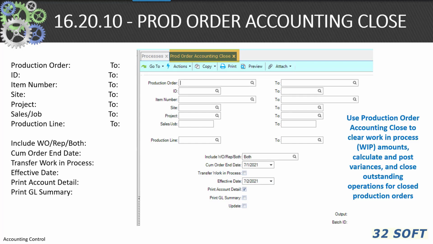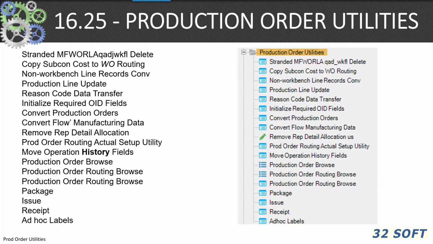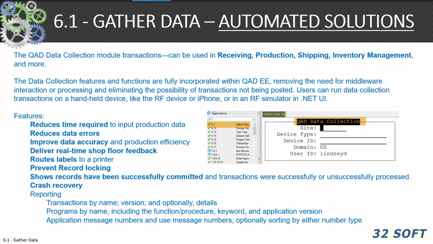16.20.10 is the new production accounting close. This is where all of the production order accounts are closed out, variances are posted, and operations processed to the general ledger. The 16.25 production order utility has lots of new utilities. You can convert purchase orders, you can transfer reason codes, you've got some new automated solutions processes down there. So this would require a whole bunch of investigation.